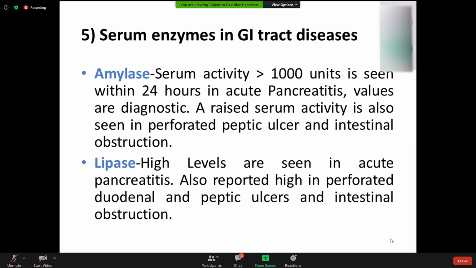But when we have a severe form of acute pancreatitis, either idiopathic or alcohol-induced, there are many, many reasons for pancreatitis. At that time more than 1,000 units is obtained. Generally, it is less than 100. The rise in serum activity is also seen in perforated peptic ulcer and intestinal obstruction. Except for acute pancreatitis, it may be high in perforated peptic ulcer and intestinal obstruction. Lipase is another enzyme that breaks down fatty acids. High levels are seen in acute pancreatitis, and also reported in perforated duodenal and peptic ulcer and intestinal obstruction. That means amylase and lipase can be measured to see some injuries in the GI tract, especially in pancreatic cases, or some peptic ulcer or intestinal obstruction.